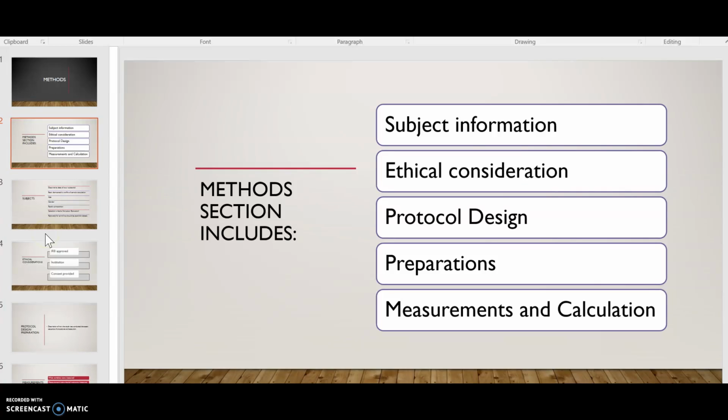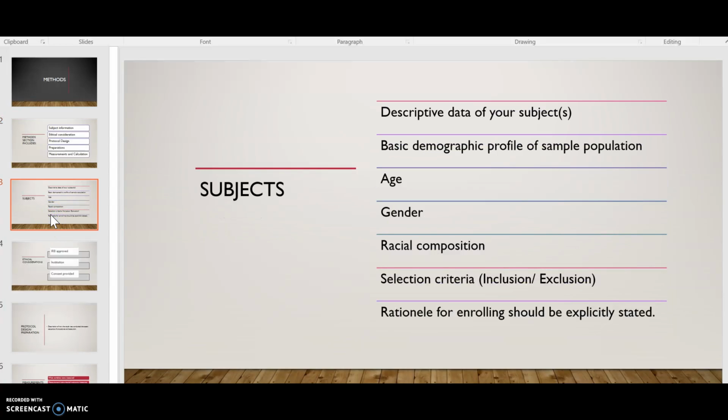I should say there is an art to writing a research paper, but that will come with practice. Right now we're just talking about the elements of the method section. So let's talk a little bit about subjects.